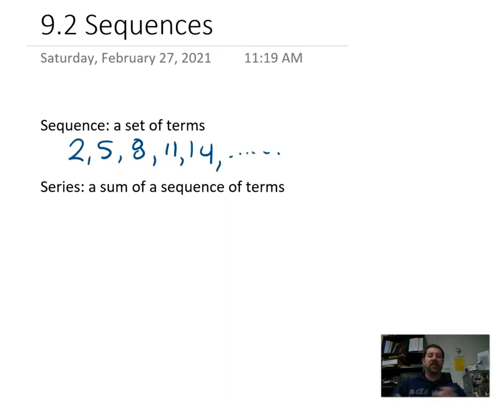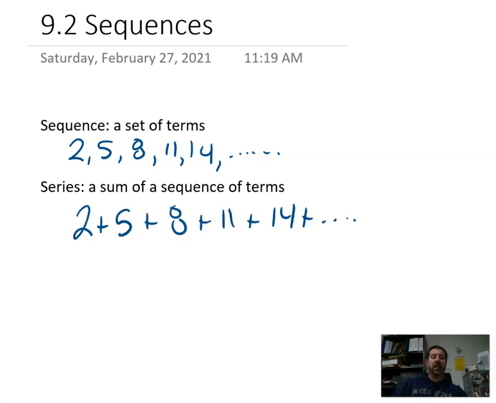Generally it looks like just a list of numbers, whereas a series is a sum of the sequence of terms. So it would look something like this. Basically, with a series, you are adding the terms together, whereas with a sequence, it is just a list of those terms. Okay, that is the difference between a sequence and a series. Today we're just going to talk about the sequence, not the series, but eventually we'll move on and start to talk about series here in a few days.